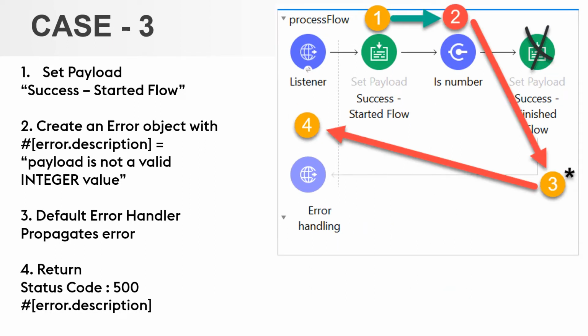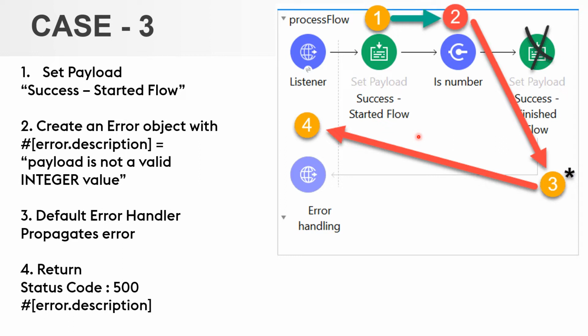Let's see case number 3. In this case, we have listener, set payload, is number, but here we do not have on error propagate or even on error continue. So what happens in such a case? Here I have mentioned it with a star. Star means the default error handler will get executed.